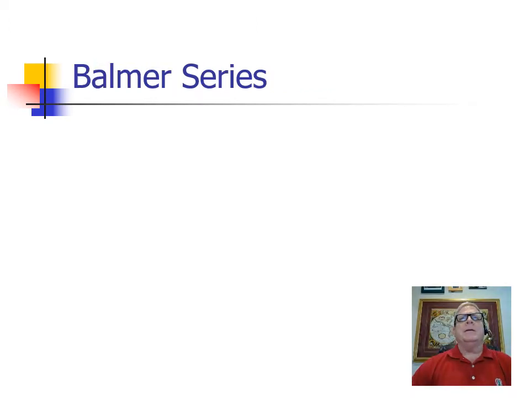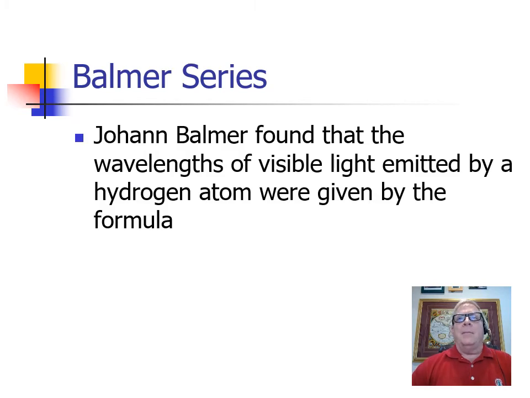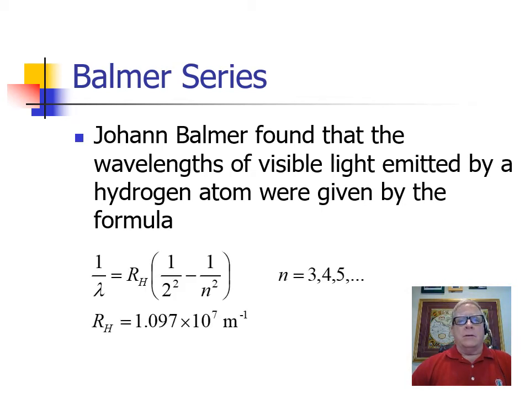Now, these different light spectra emitted by different elements were studied in detail in the 19th century, particularly hydrogen. Johann Balmer discovered that the wavelengths of visible light that were emitted by a hydrogen atom were given by a formula like this, where you have 1 over the wavelength of light being equal to a constant times 1 over 2 squared minus 1 over n squared, where n is 3, 4, 5, etc.